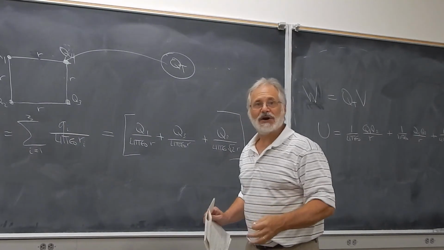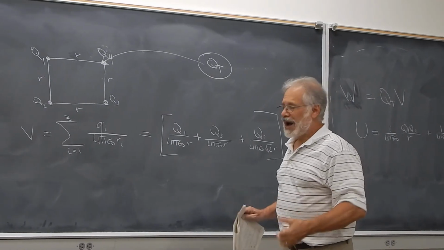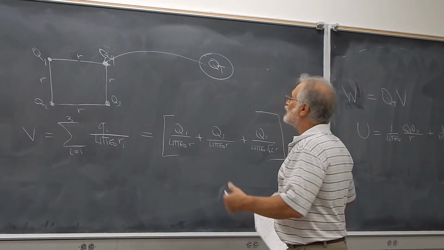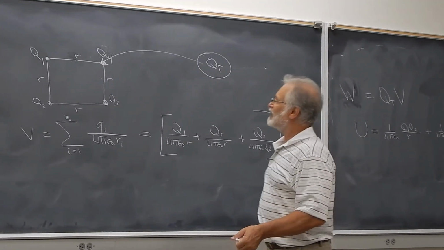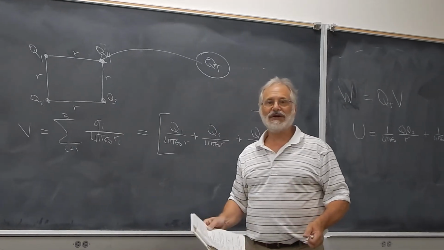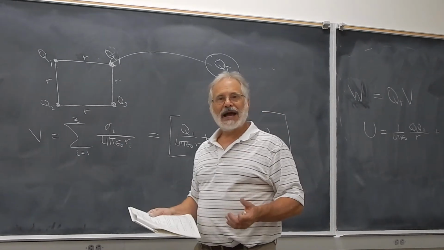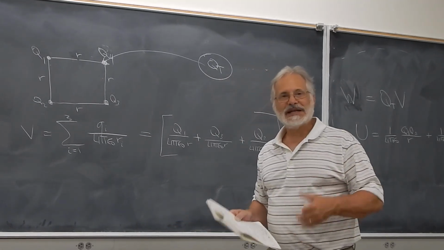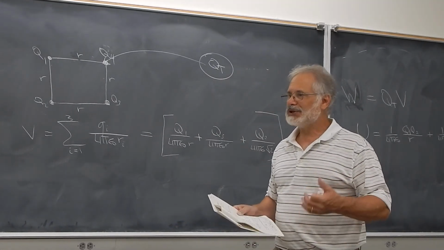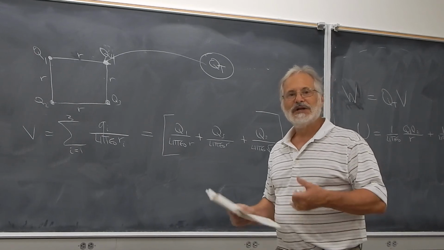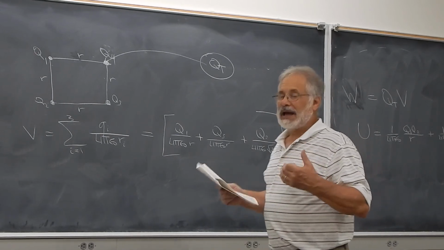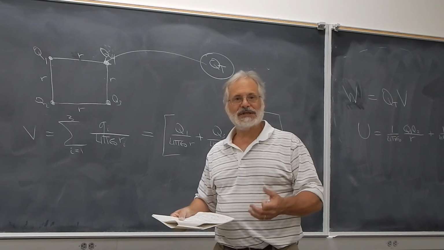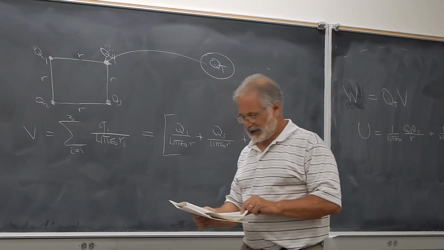It would also be equivalently the amount of work I would have to do to bring 4 of these charges from infinity and put them in this configuration. Remember, just like in the mechanics class, the potential energy is an energy of configuration. It's how much work I have to do to put a mass system or charge system in a particular configuration.